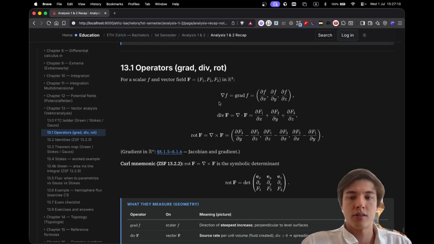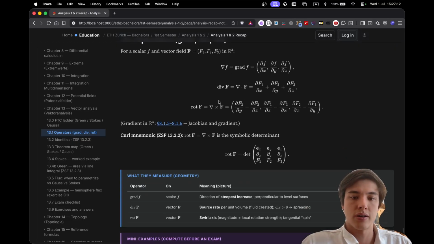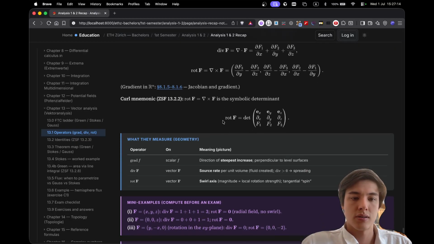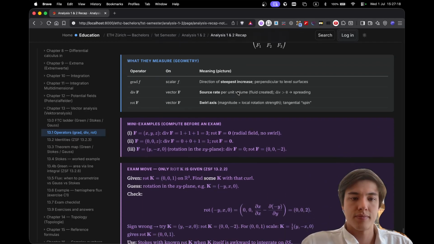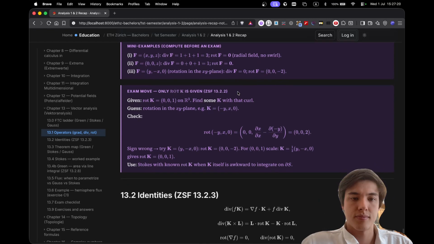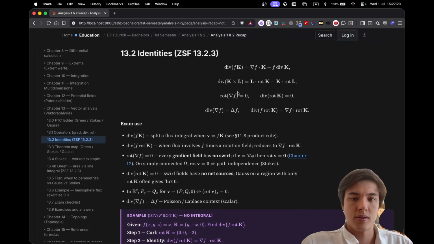The divergence is what, yeah, gradient, rotation is, the curl is, yeah.